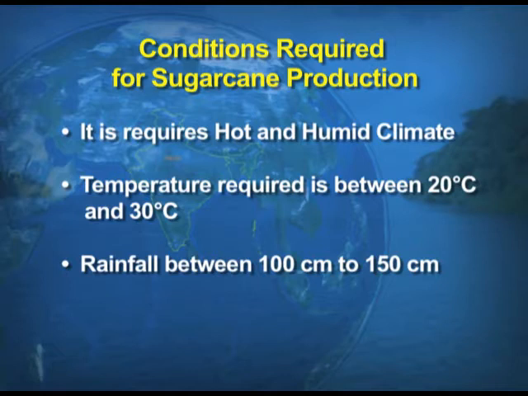Dry weather condition is required at the time of the harvesting, because sugar cane is a crop which is a weight losing crop as well. So that means if it is kept for a long time before it is sent to the sugar mills, it loses the weight because the juice present in that crop is lost. But at the time of harvesting, the dry conditions are required and frost is injurious to the crop.